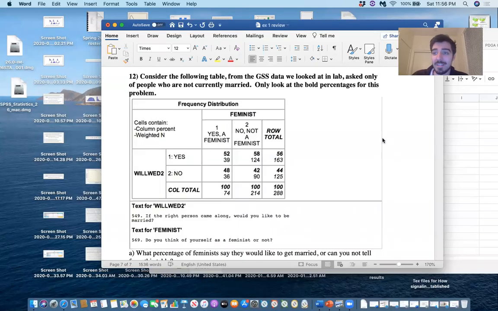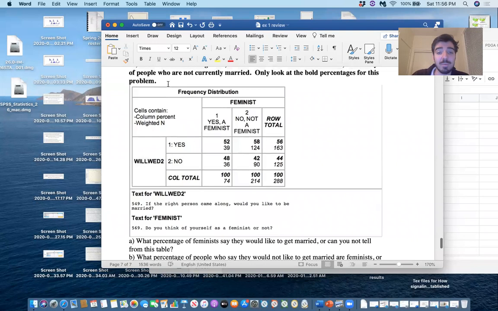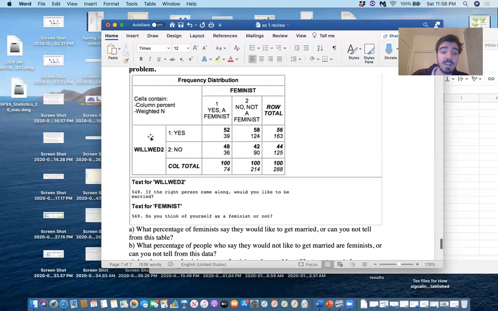Hey, let's look at the last problem on the practice exam, number 12. Consider the following table from the GSS data we looked at in lab, asked only of people who are not currently married. Only look at the bold percentages for this problem. This is going to be just like the GSS lab assignment we did in class, and we have the two variables: do you consider yourself a feminist, yes or no? And also, if the right person came along, would you like to be married, yes or no?